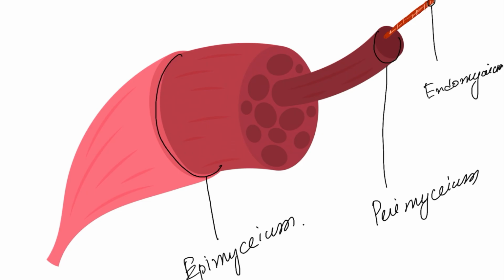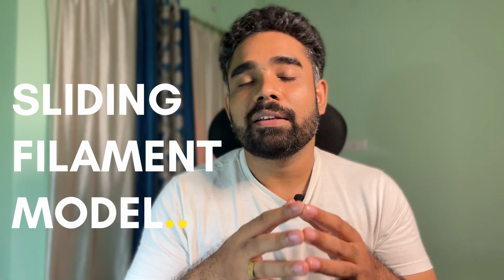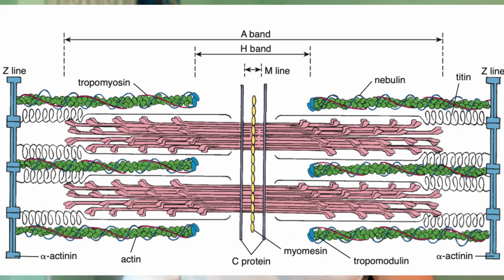Now that we have seen the sarcomere, let's understand how the muscle contracts using the famous sliding filament model. Each sarcomere has a Z line at both ends where the actin filaments are attached. Now the myosin, that is the thick filament, is in the center. The A band is the full length of the myosin, right? And the I band is only the actin, and the H zone is only myosin, that is also known as the bare zone.